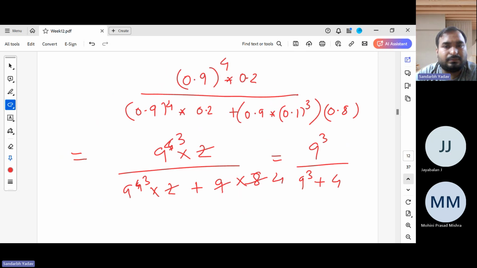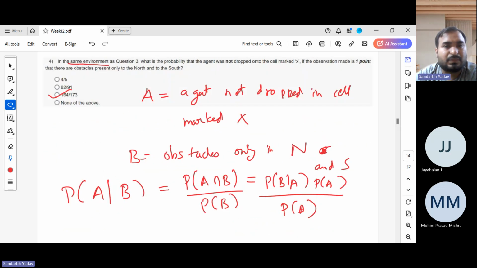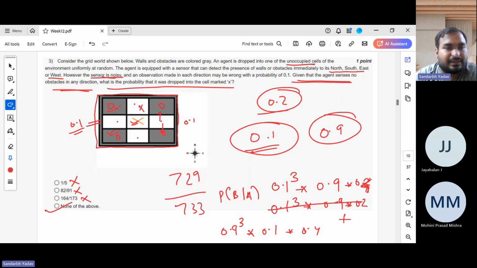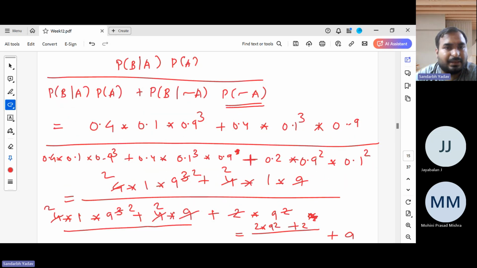So our event A is that the agent is not dropped in the cell marked X. Basically, they have mentioned that it can be dropped in only 5 cells. So if it's not dropped in the cell marked X, that means it is dropped in the remaining 4 cells, which are these 4 cells, like this, and this. So using our base formula, we have this, right?